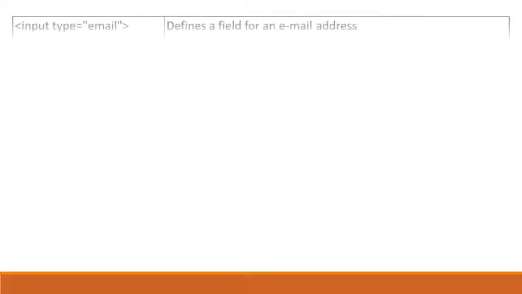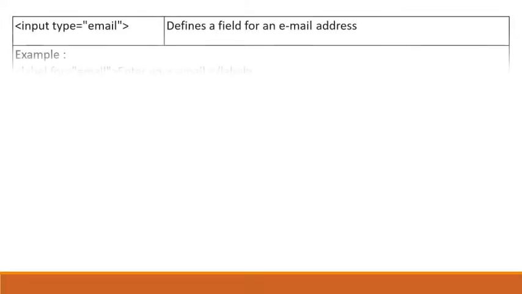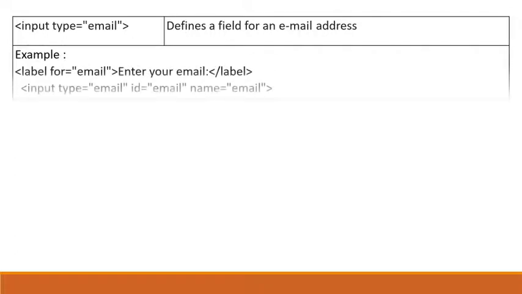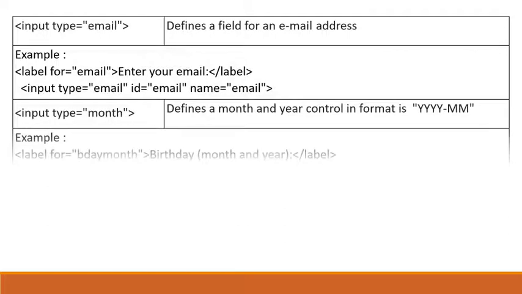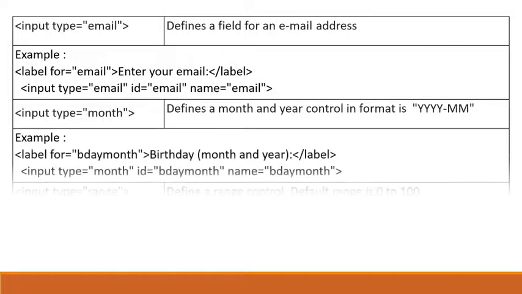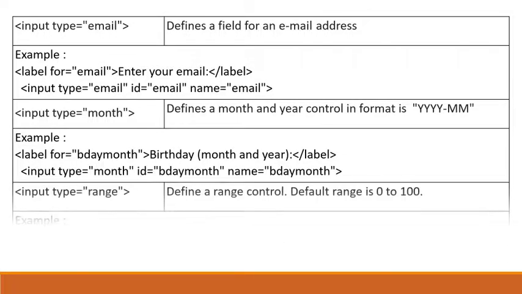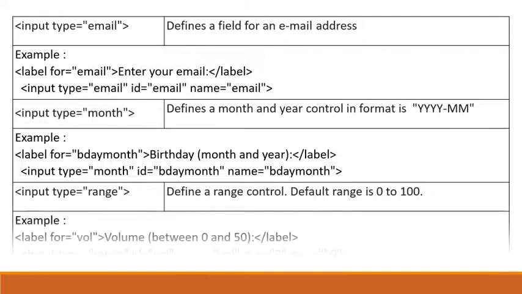Now the next control is input type equal to email. It defines a field for an email address. Now everybody knows the email ID. Always with a particular social networking site like Google or Yahoo, your email ID is created.